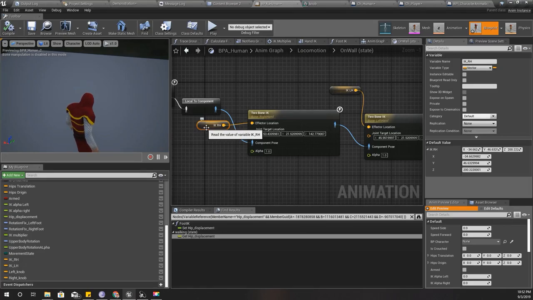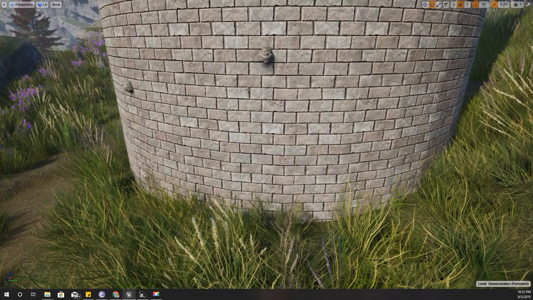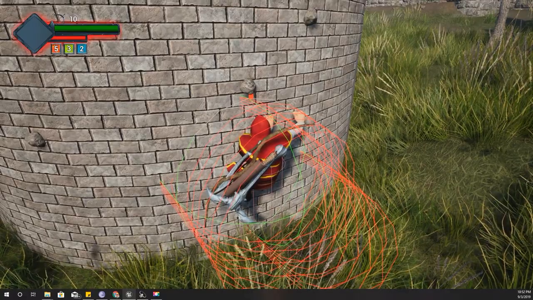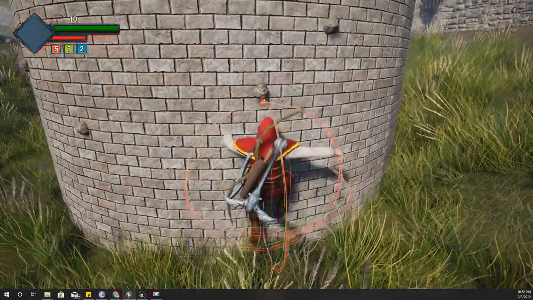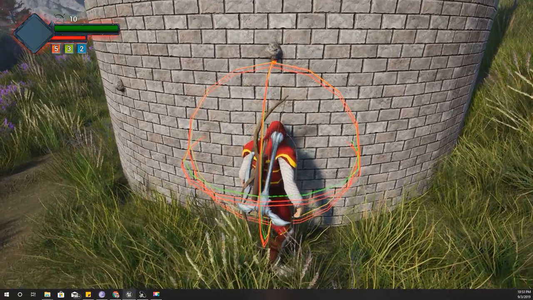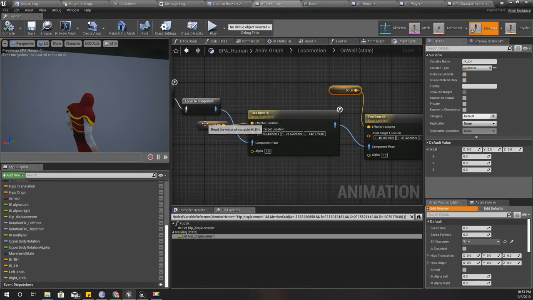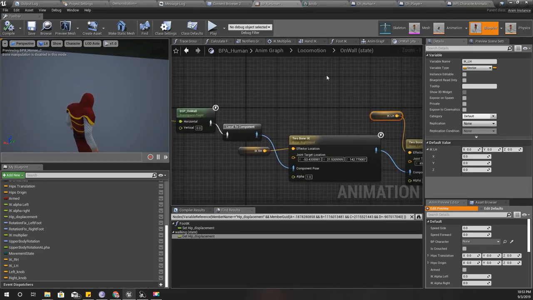How is that possible actually? I'll reset them to 0. This one and this one. Alright, let's see. Impossible. Now I have even changed their default values as well. So how is this happening?